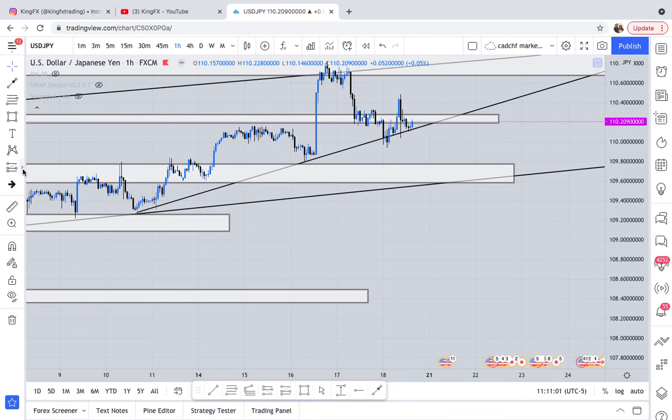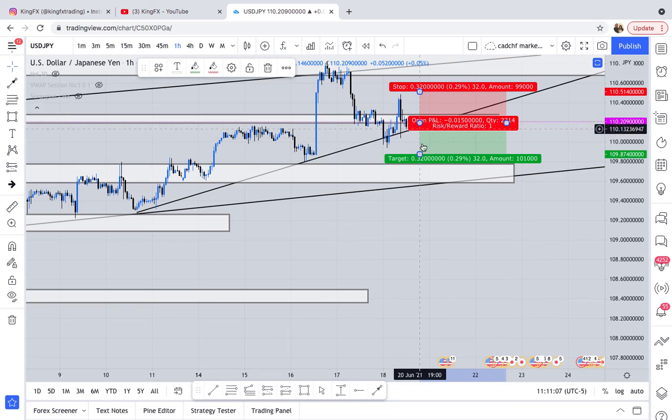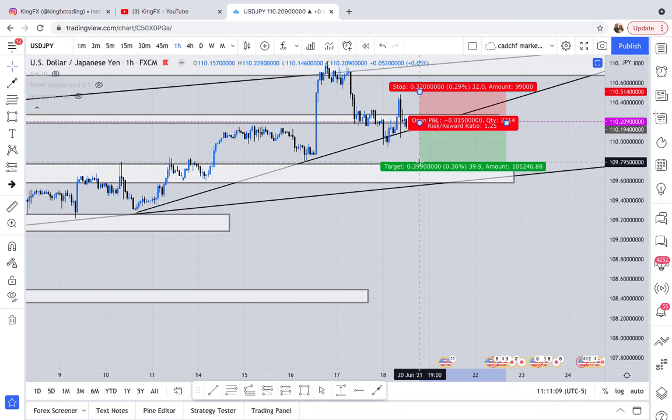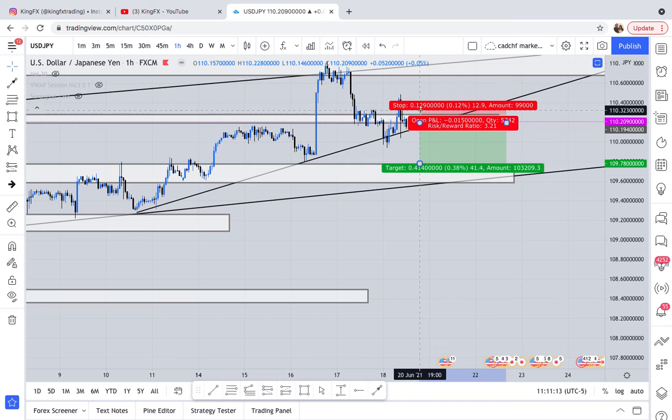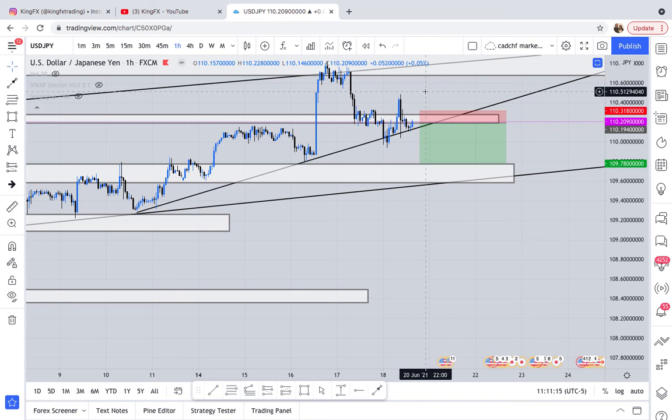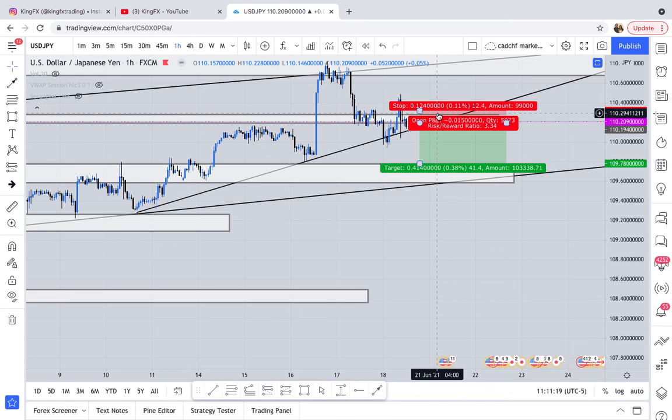Or you can run it short, which is what I'm kind of more so looking for. I'm looking for price to break and drop down towards this zone. Price just outside, with the stop loss right behind this zone right here, for a 1 to 3.34 risk to reward ratio. So we've got some different things that we can see.